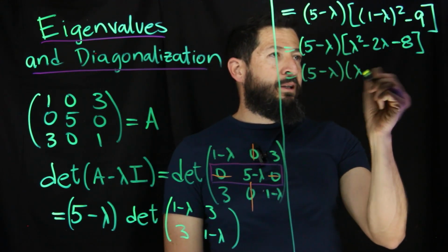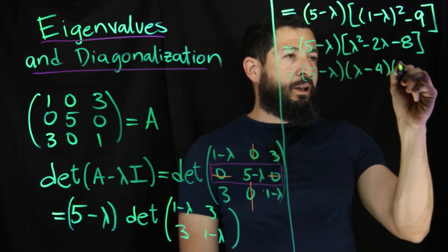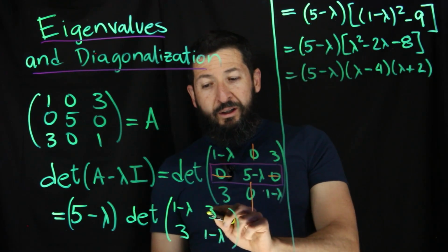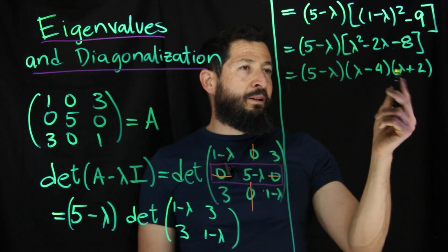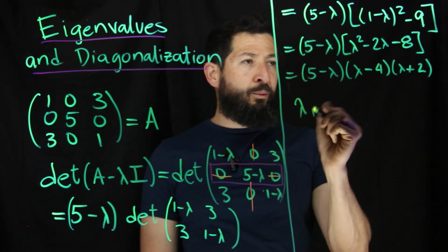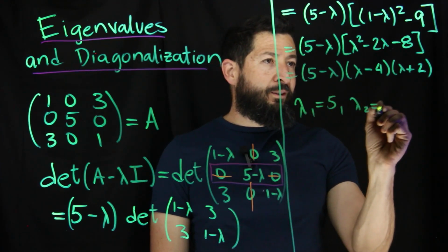So what do I have? Lambda minus 4, lambda plus 2. And again, as we said, lambda equals 4 from adding here and then subtracting, and lambda equals -2. We already knew the solutions. One of them, let's call it lambda 1, will be 5. Lambda 2, let's call it 4.